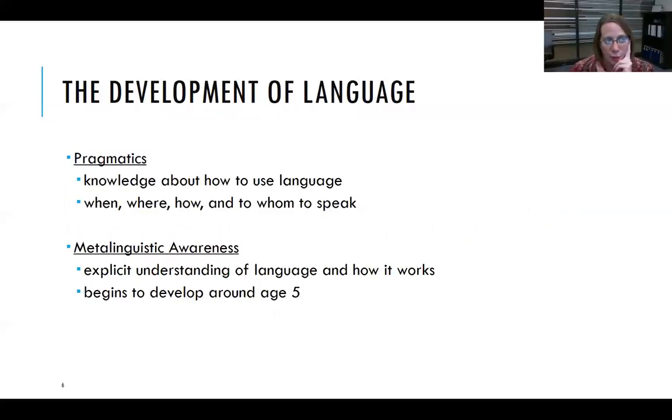Okay, so again, pragmatics is a knowledge of how to use language. So when, where, and how, and to whom to speak. And then we have meta-linguistic awareness, and meta means thinking. This is going to come up a few more times within this course. So meta within this course is always thinking. So thinking about language, meta-linguistic awareness. So explicit understanding of language and how it works, and this starts to develop around age 5. Prior to that, the child just is not cognitively able to make this kind of thought process.